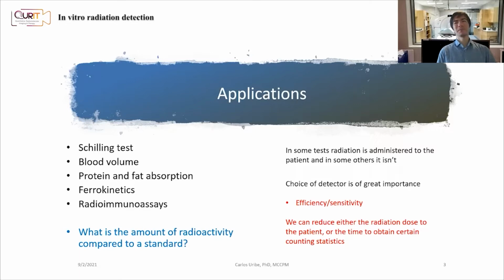As we remember back on our first lecture, we gave some examples of that. And for this, the choice of detector is very important. One of the big parameters here is something that we call efficiency or sensitivity. The more efficient or the more sensitive your detector is, the more we can either reduce the radiation dose that we give to a patient, or we can just count our samples for a much shorter time.